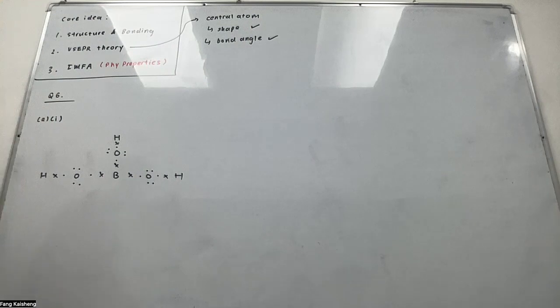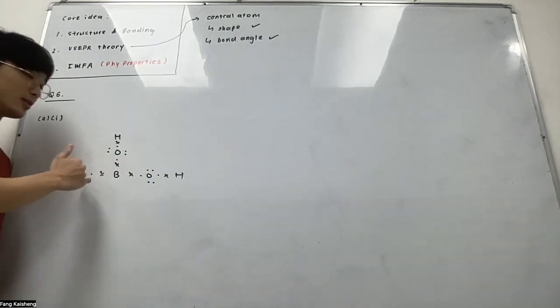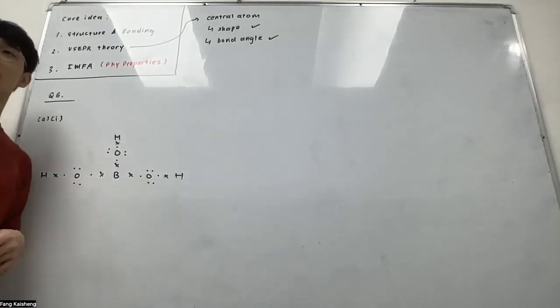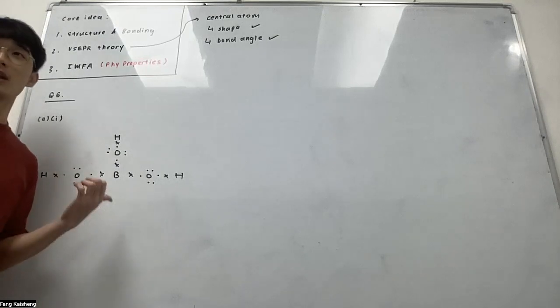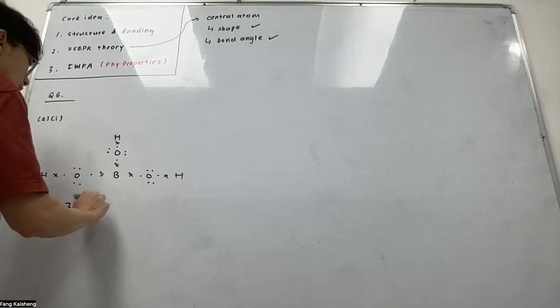So how do we explain the shape of the central atom here? Without looking at the explanation yet, how do we determine the shape? We must count the number of electron pairs, right? So how many bond pairs are there? 3, and then how many lone pairs? 0. So 3 bond pairs, 0 lone pairs.